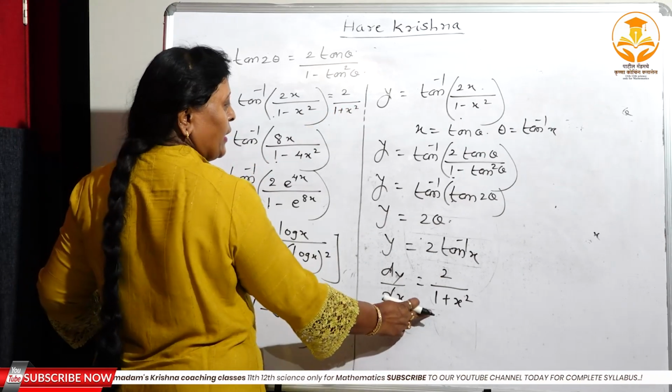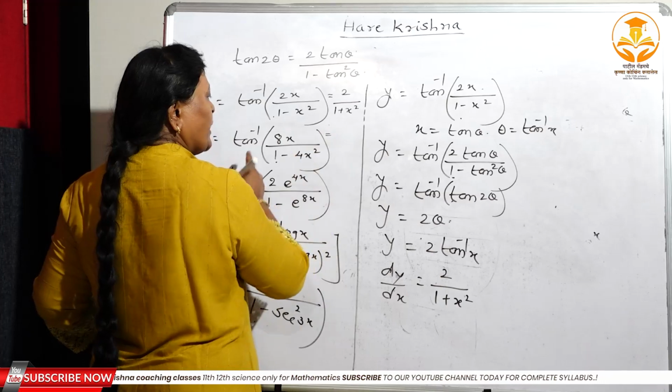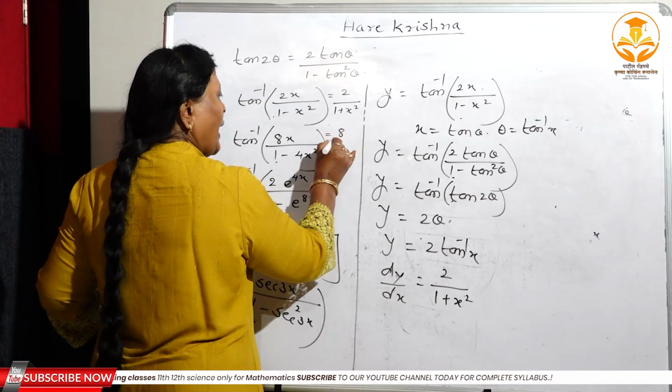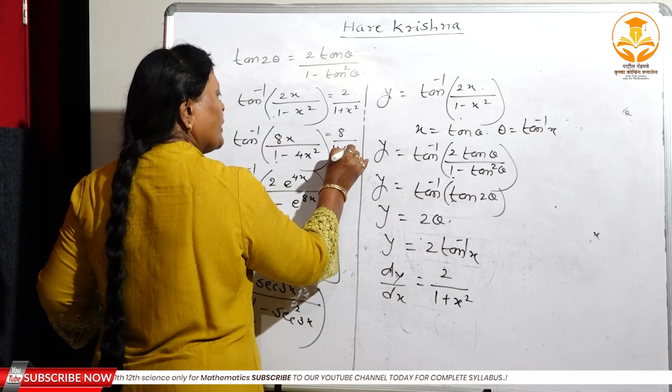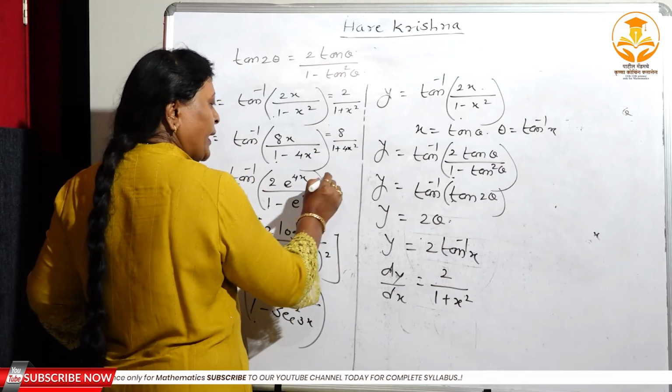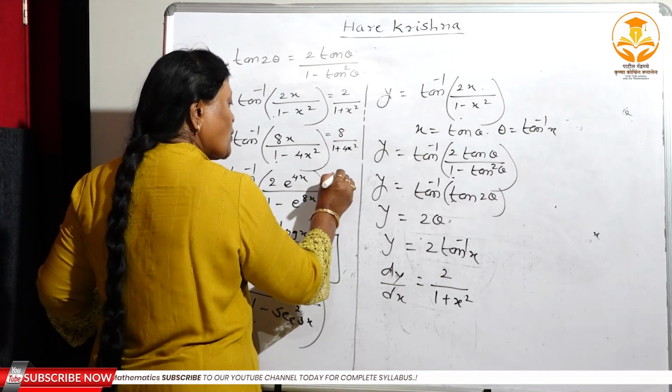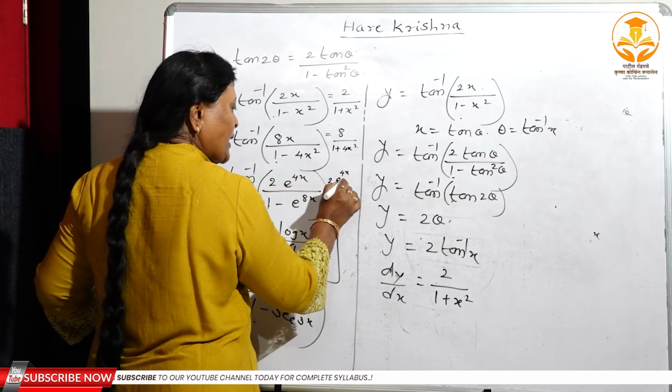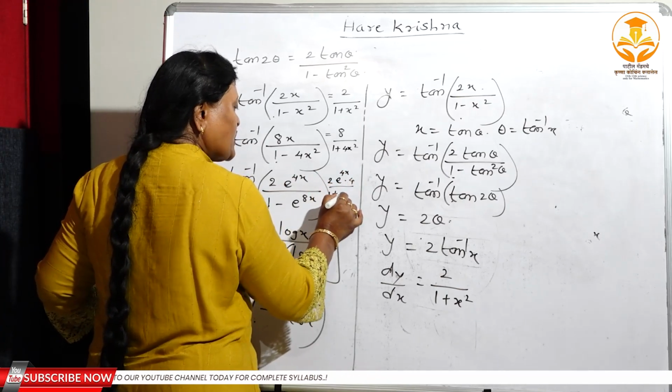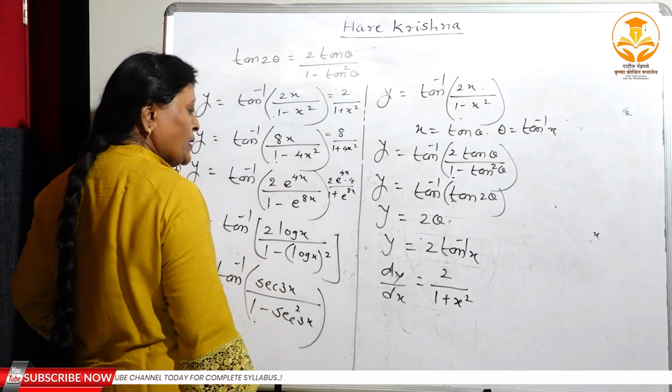Have you got this? See here you have got. Again, what is the derivative of 8x? That is 8, and in the denominator you have to write 4x square. Here what is the derivative? 2 remains as it is, e raised to 4x. The derivative of 4x is 4, and here 1 plus e raised to 8x. These are the results, isn't it?